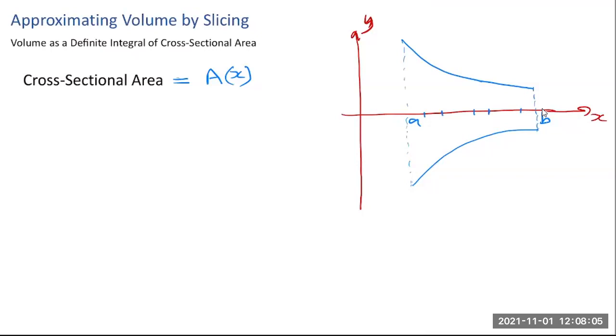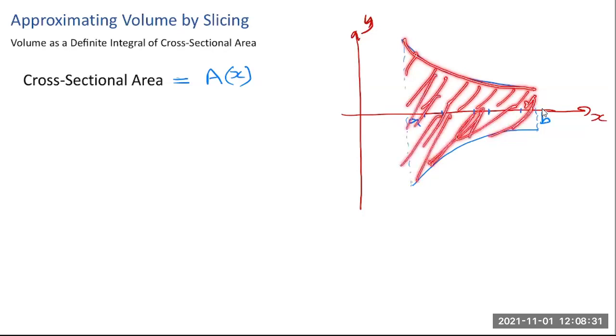Now, the next thing I want to discuss is the cross-sectional area. If you know the cross-sectional area of an object, for example, suppose you have a curve. This is your y is equal to f of x, and you rotate this region about the x-axis. If you rotate this region about the x-axis, you get a solid, right? You get a nice solid. This will be your solid.